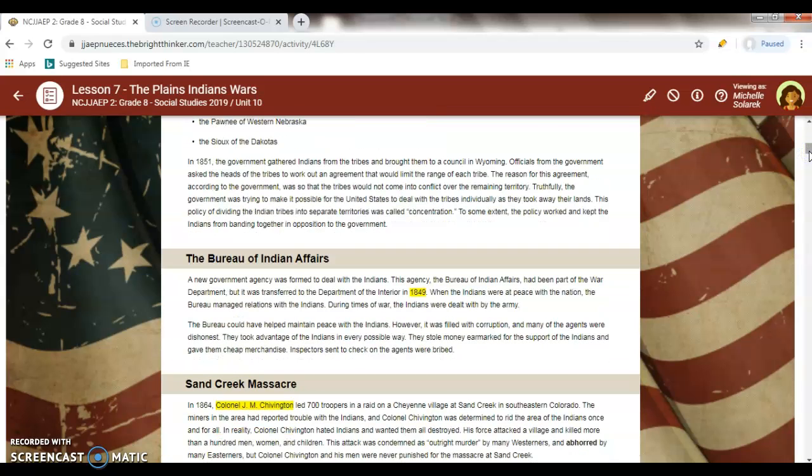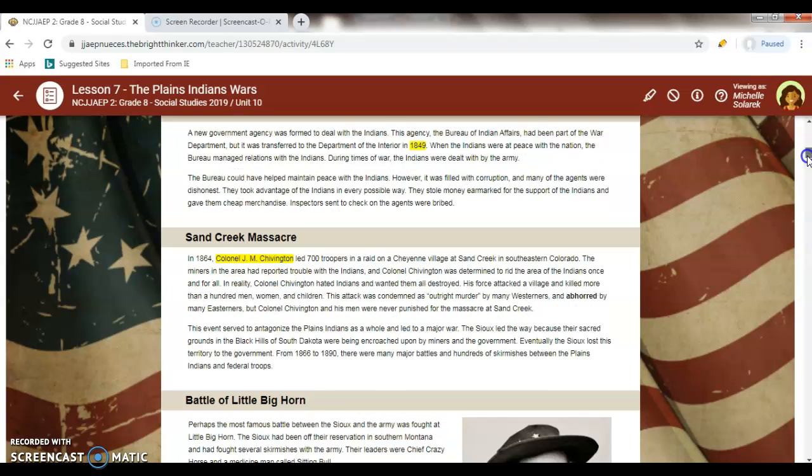So we have the Bureau of Indian Affairs. A new government agency was formed to deal with the Indians. This agency, the Bureau of Indian Affairs, had been part of the War Department, but it was transferred to the Department of the Interior in 1849. When the Indians were at peace with the nation, the Bureau managed the relations with the Indians, and during a time of war, the Indians were dealt with by the army. The Bureau could have helped maintain peace with the Indians. However, it was filled with corruption, and many of the agents were dishonest, took advantage of the Indians in every possible way, and stole money earmarked for the support of the Indians and gave them cheap merchandise.